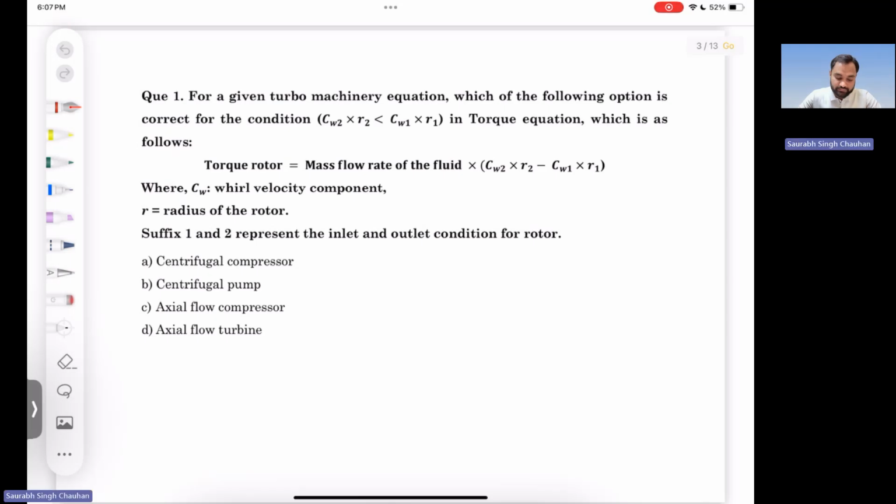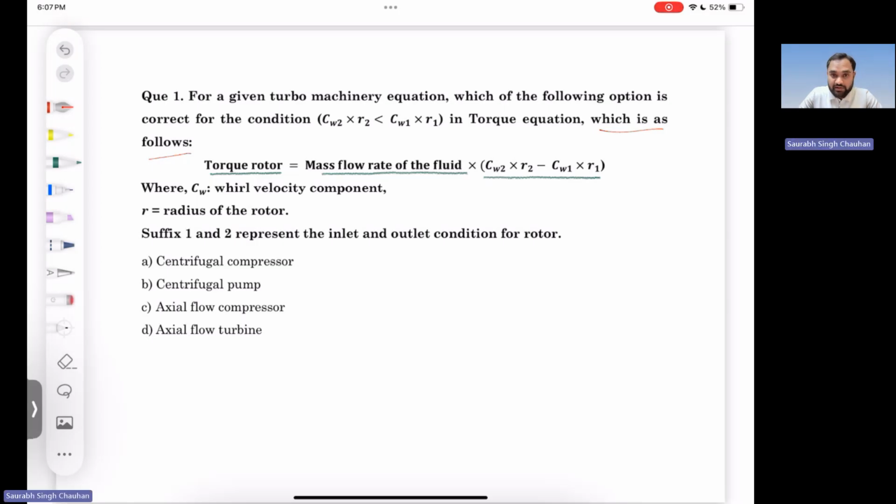So question number 1 says that for a given turbo machinery equation, which of the following options is correct for the condition CW2 into R2 is less than CW1 into R1 in the torque equation, which is as follows. Torque on the rotor is equal to mass flow rate of the fluid times this term, CW2 into R2 minus CW1 into R1.